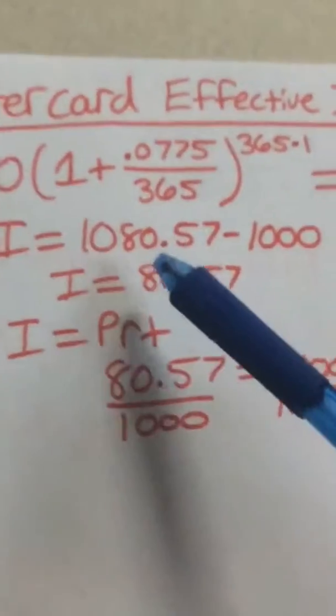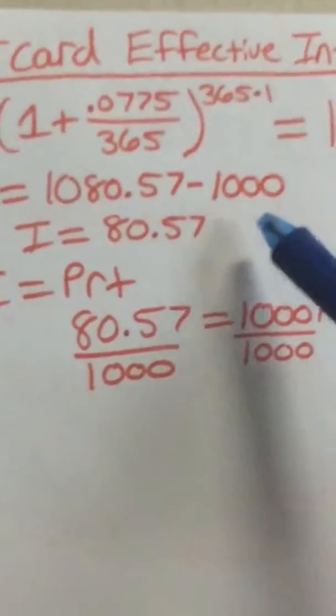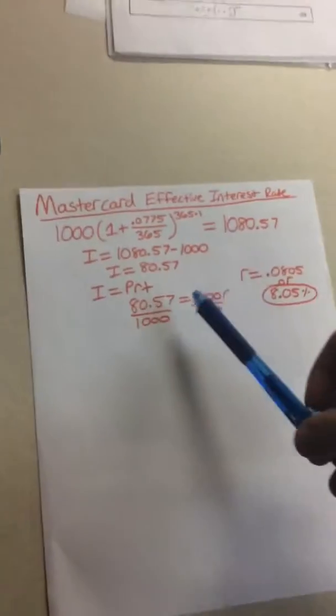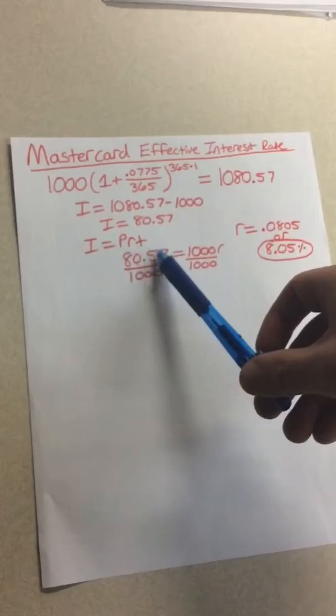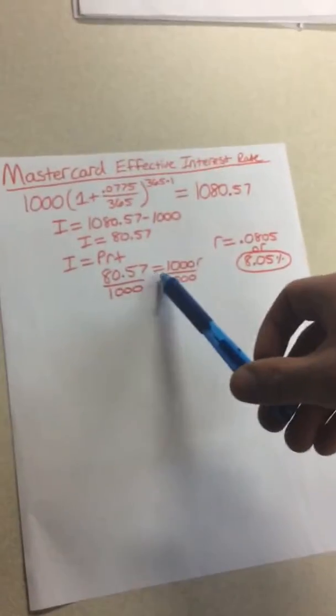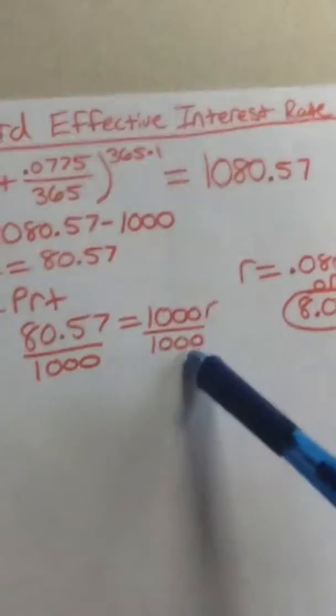And then we found the interest for this and did I equals 1,080.57 minus 1,000. And we got I equals 80.57. Then we plugged all these numbers in I equals PRT to get 80.57 equals 1,000R. Divided by 1,000, and we got R equals 0.0805 or 8.05%.